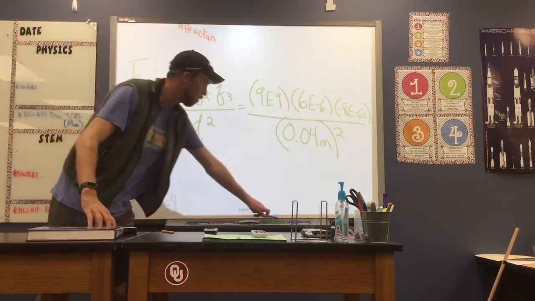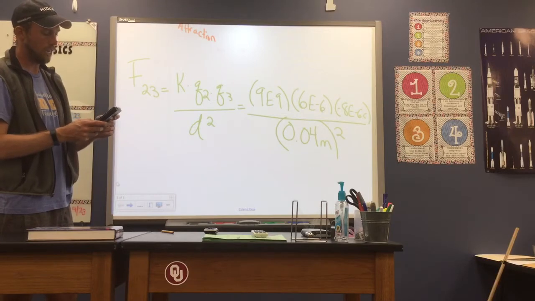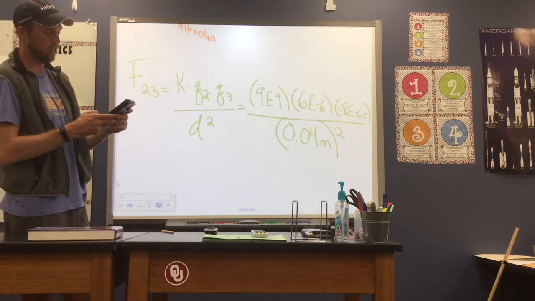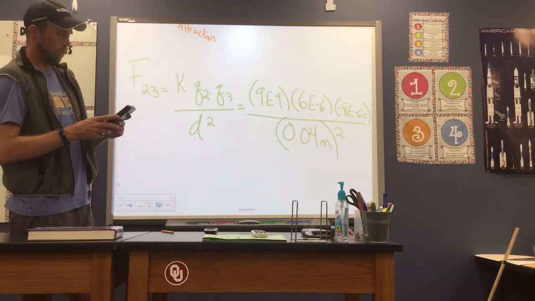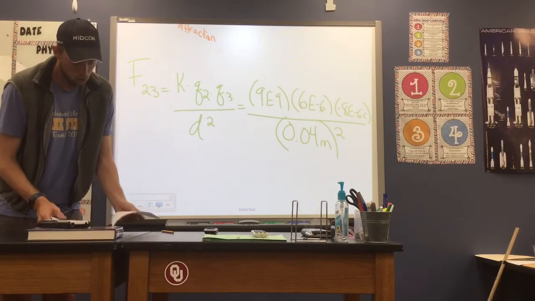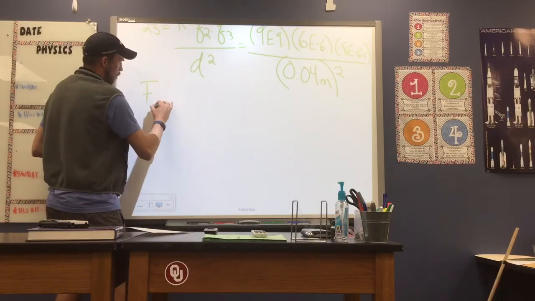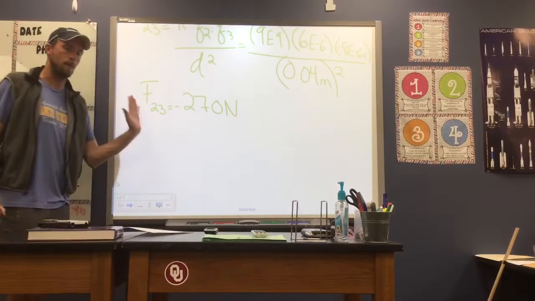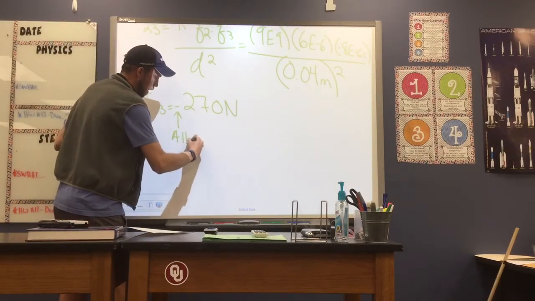So now that we've set up our equation for the electrostatic force from 2 on 3, we'll do a little bit of solving. K is 9e to the 9th times Q2, 6e to the negative 6th, times Q3, negative 8e to the negative 6th. And then we divide by our distance squared, 0.04 meters. And we get something that looks like about negative 270. So F from 2 on 3 equals negative 270 newtons. Now again, remember, the negative just means it's a force of attraction. It doesn't mean left or right.